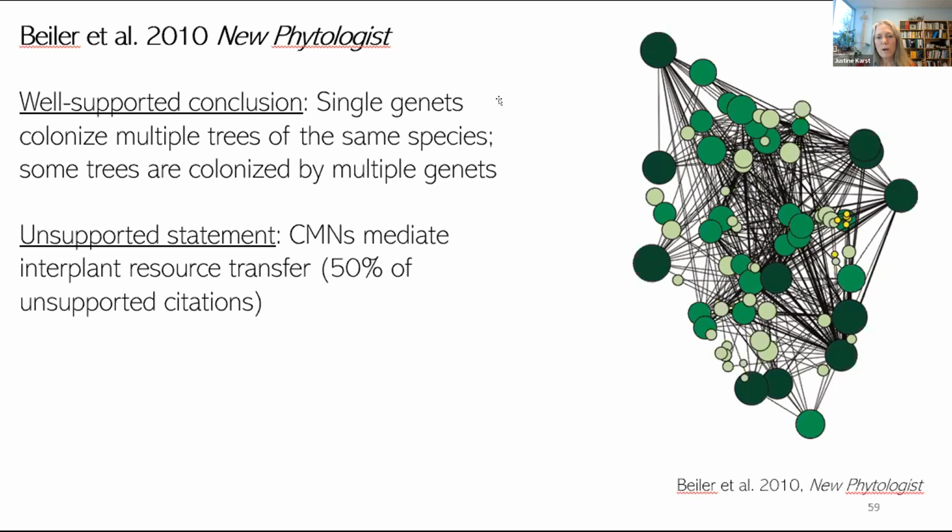When we looked at papers citing this influential study, we then assessed, okay, so how are they talking about this study? And what we found is that in about half of the time, people were citing this, for example, for evidence of carbon transfer. So Beiler et al., they never looked at carbon transfer in this study. They made a map, and it was a great map, but they never assessed resource transfer. But yet, many papers are citing this influential study as an example for resource transfer. So that would be an example we would say is an unsupported statement.